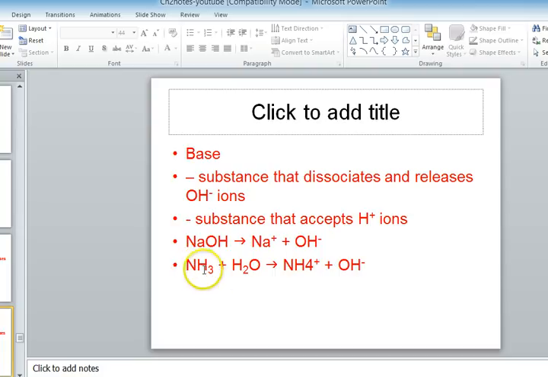Now here's ammonia, NH3. There's no OH group to release, but this acts as a base. When ammonia is dissolved in water, it will actually steal a hydrogen off the water molecules, and the NH, that's supposed to be subscript 4 there, becomes a positive ion, leaving these OH ions left over from the water. The other thing that ammonia can do, if there are hydrogen ions floating around in the water, is scarf up those hydrogen ions and pull them out of solution.